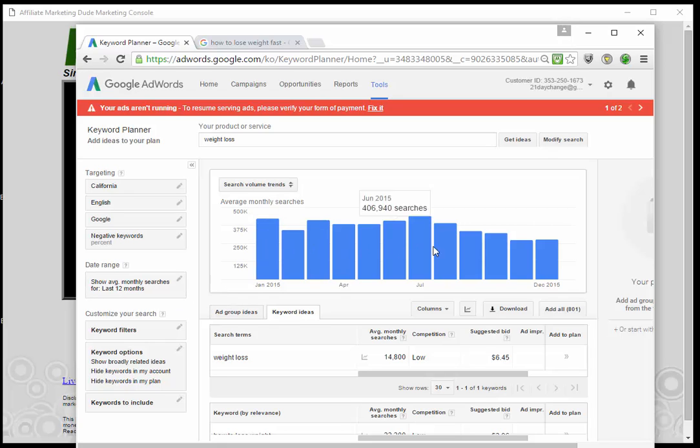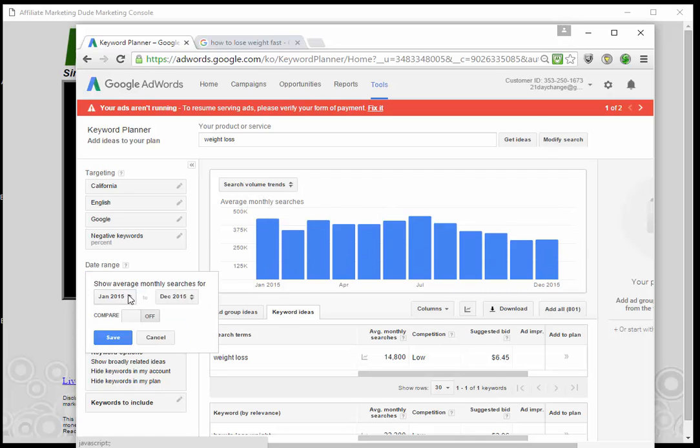Next, we're going to do the date range. This obviously affects this little calendar here. If we only want to show things on average for last month, we could put that there. If you want to compare, you can put that there as well and look at the trends over more or less time.